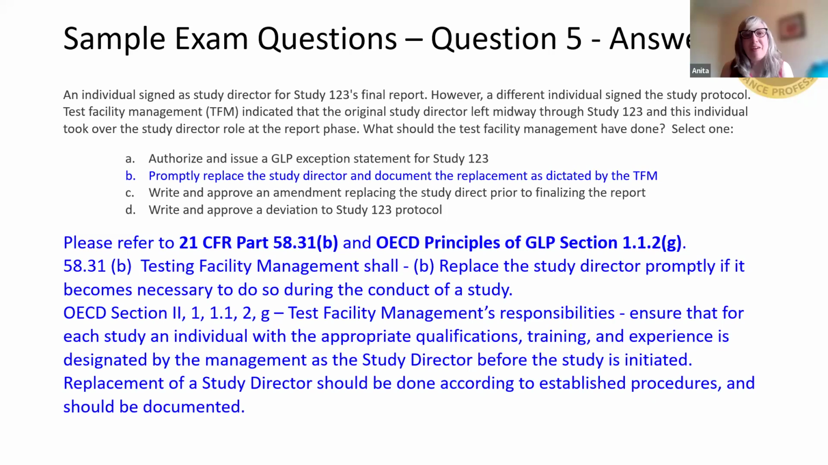Yeah, that's why every little sentence, every little change in the answer or the question matters. Yeah. I think that's a good point that you bring up. It's the study facility management's responsibility to ensure that there is a study director.